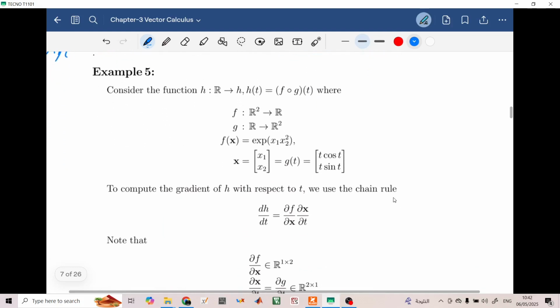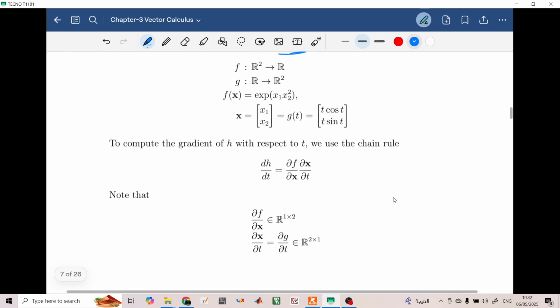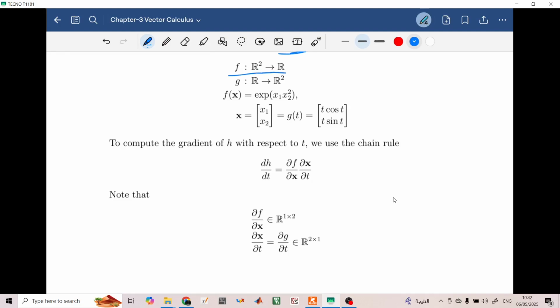Okay, now let's take a more involved example. Now we have a mapping. Okay, we have a function h of t. h of t is a composition of f and g. Now here f is a multivariable function, right? Because it maps a vector to a scalar. g is a vector valued function because it maps a vector, a one-dimensional vector in our case, to a vector, right?